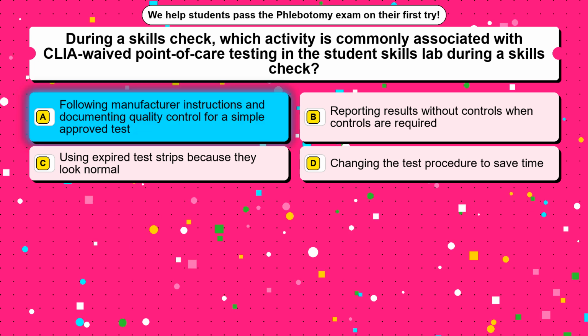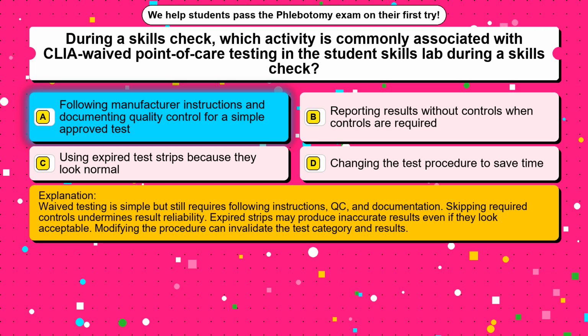The correct answer is option A. Following manufacturer instructions and documenting quality control for a simple approved test. Waived testing is simple but still requires following instructions, QC, and documentation. Skipping required controls undermines result reliability. Expired strips may produce inaccurate results even if they look acceptable. Modifying the procedure can invalidate the test category and results.